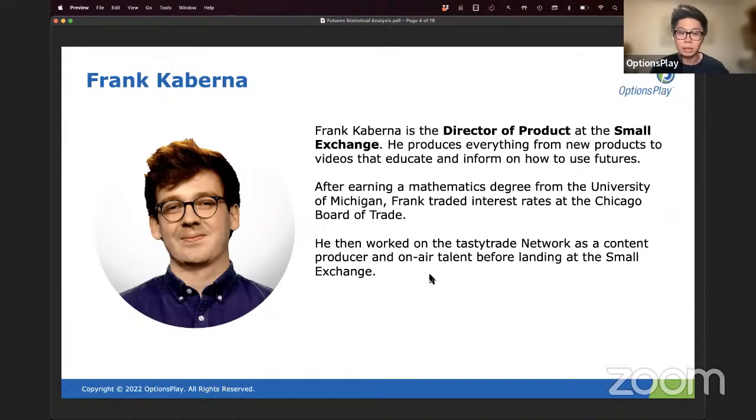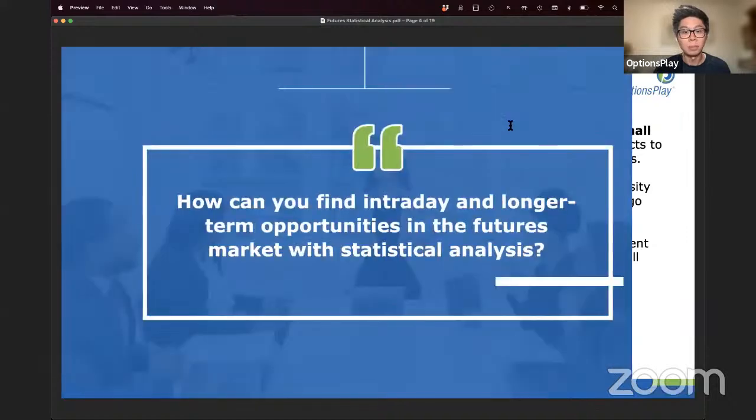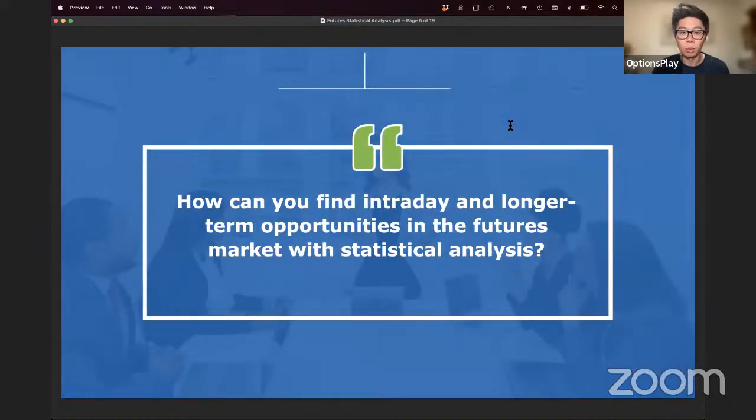And then actually the bulk of the room here, 55% of you who have not traded a futures contract before, we're going to talk about why futures is a suitable product, or perhaps even a better product for trading the specific strategy that Frank and I will discuss during today's session. So let's jump right into it. But the primary thing that I want you to be able to walk away from today's session is a clear understanding as to how you can find both intraday and longer term opportunities in the futures market with statistical analysis.